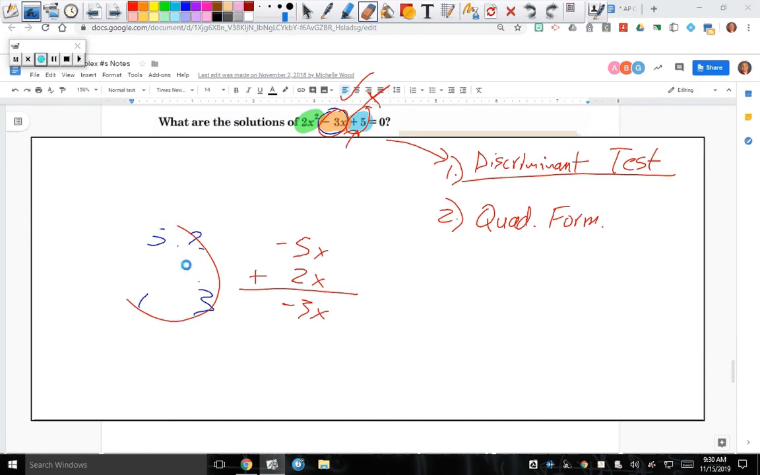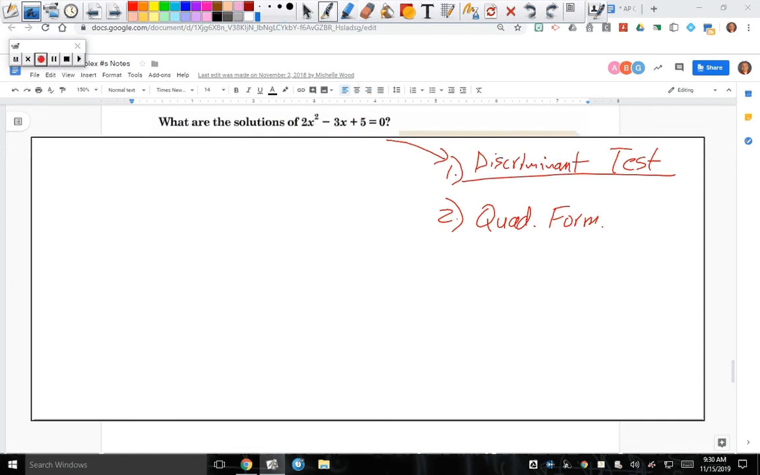Here we go. And you will experience what we just did, and I want you to. If you're not, you're doing too much work in the end. Alright, so let's go ahead and do the discriminant test.